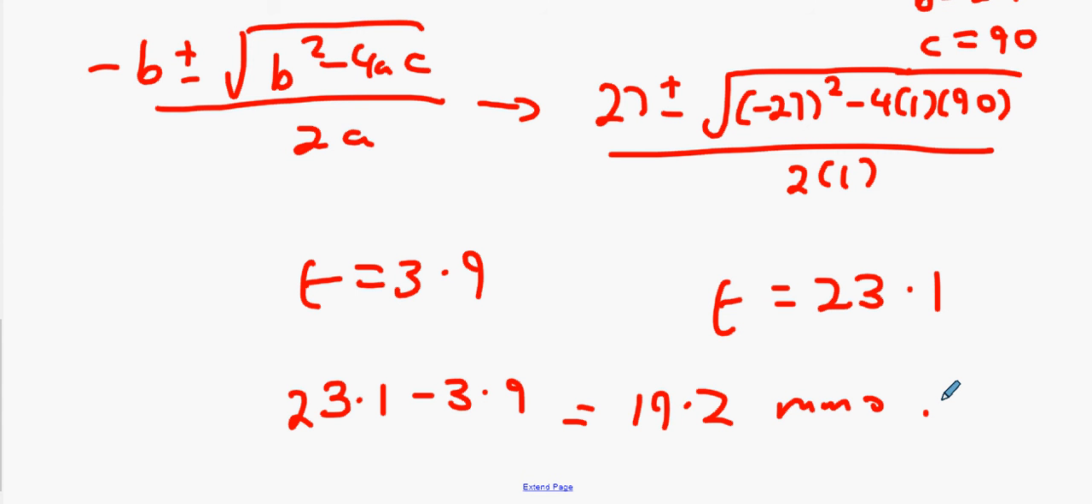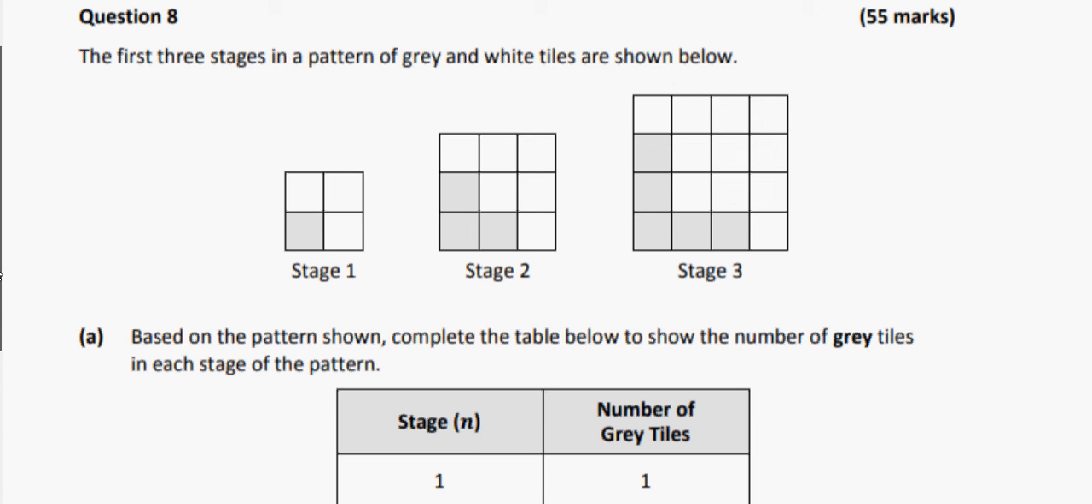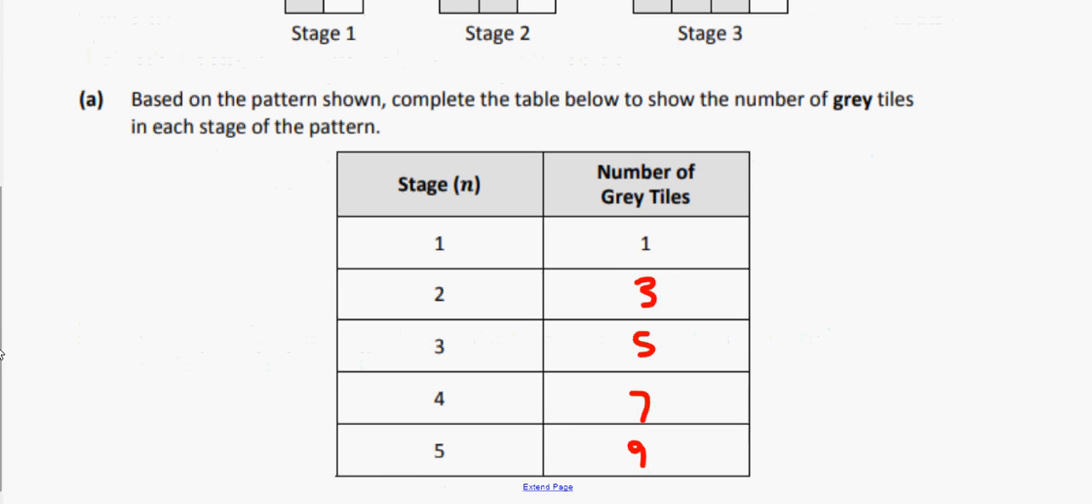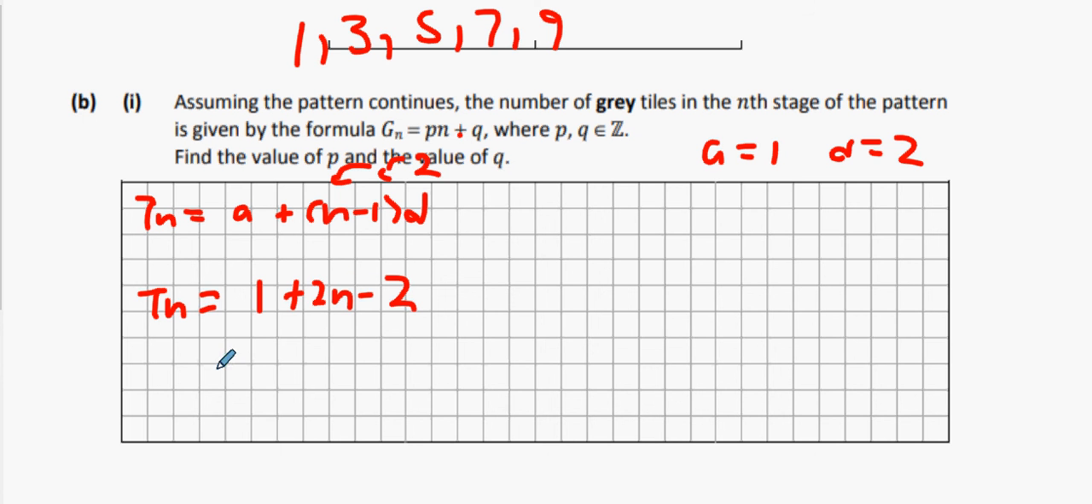Good. Awesome. Alrighty. This should be relatively easy. Just grey tiles versus white tiles, and you just count the number of grey tiles. Everybody cool with that? 1, 3, 5, 7, 9. Now, it's a linear sequence, which means we're going to use the Tn formula. Your A value is 1, your D value is 2. So you're going to get 2n minus 2, and you're going to get Tn equals 2n minus 1.